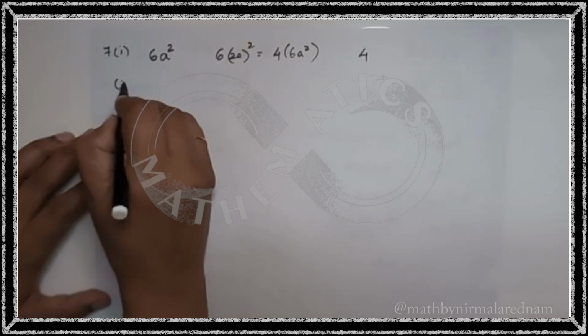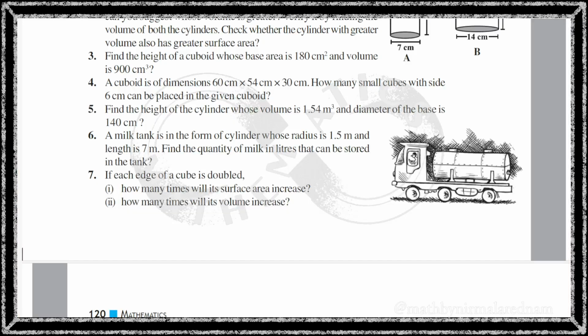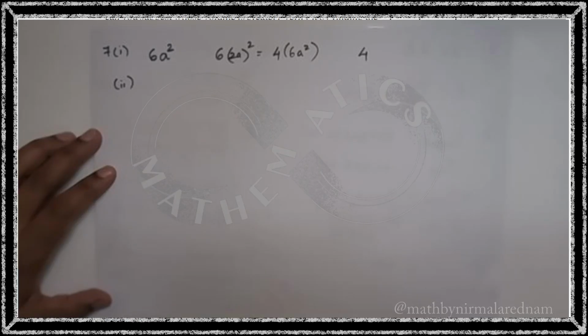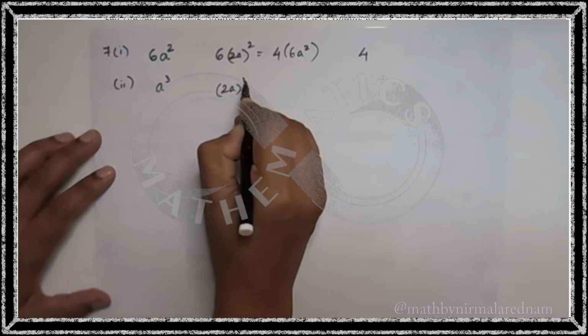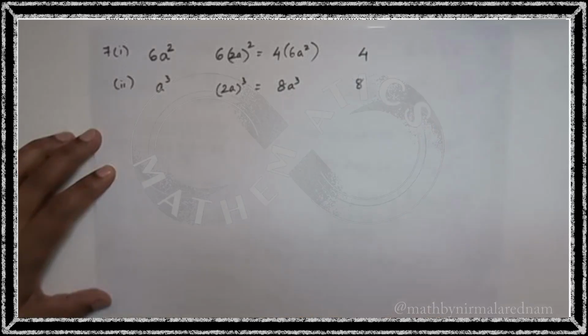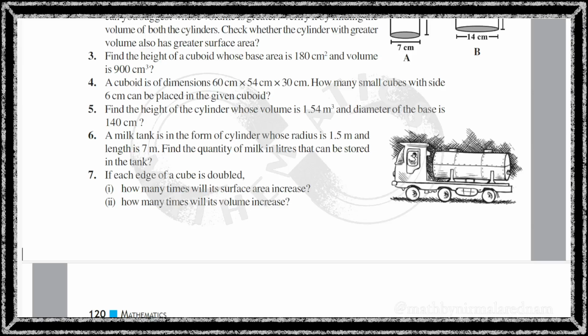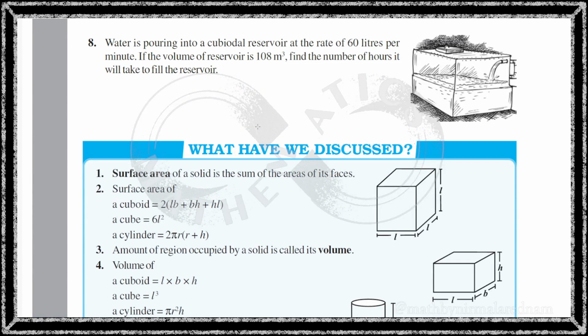Next they're asking, how many times will its volume increase? Now volume is simply a cube. So this becomes 2a cube, which is 8a cube. So how many times has it increased? 8 times, right? So there's one more question, sorry, that was not the last question. 8th question, this is the last question.